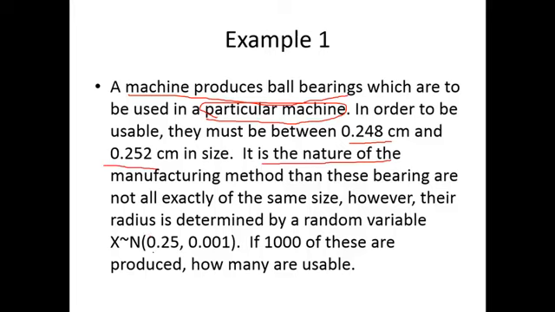However, it has been determined that their radius, which is what this is doing, probably diameter would have been a better measure, but we've settled on radius, is on the average 0.25 with a standard deviation of 0.001. If we make 1,000 of these, how many of them will be usable?